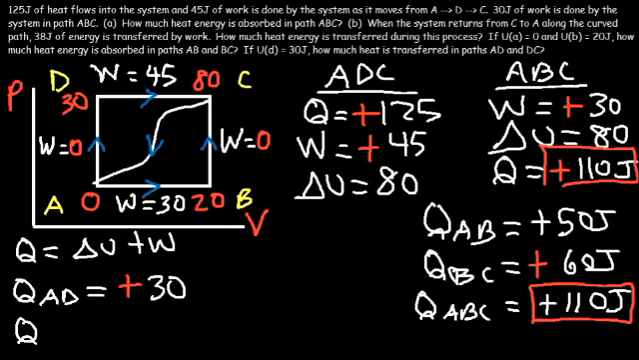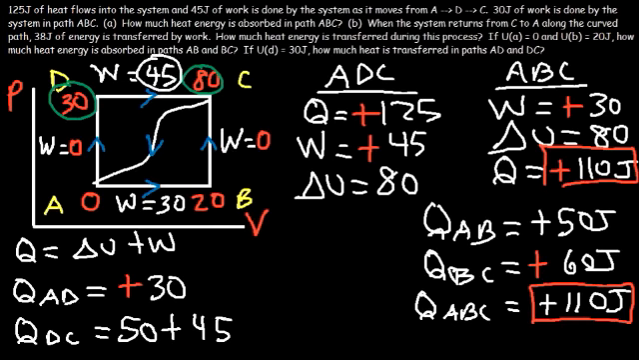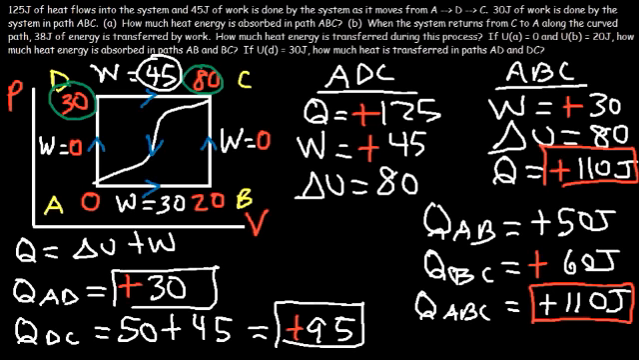Now what about QDC? What's the answer for that? Well, notice that the change in the internal energy going from D to C, it increases by 50. 80 minus 30 is 50. And the work done going from D to C is positive 45. So Q is delta U plus W. So 50 plus 45, that's equal to positive 95. Now, if we add 30 and 95, it should give us a total of 125, which it does. So everything is balanced, so to speak.